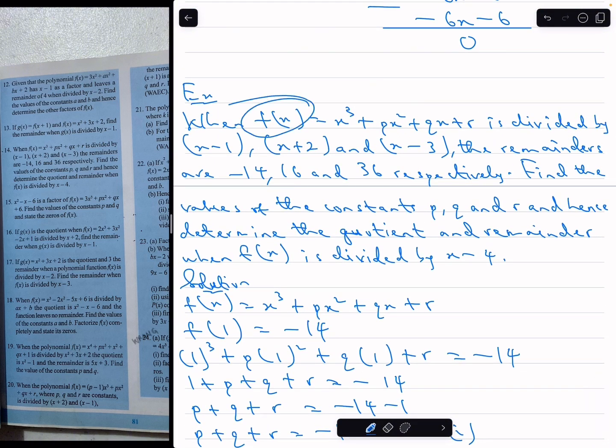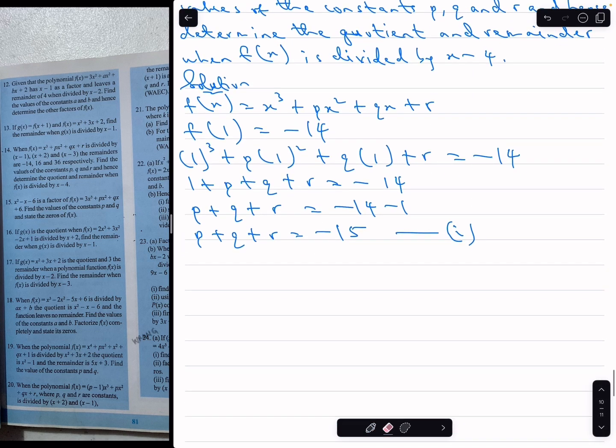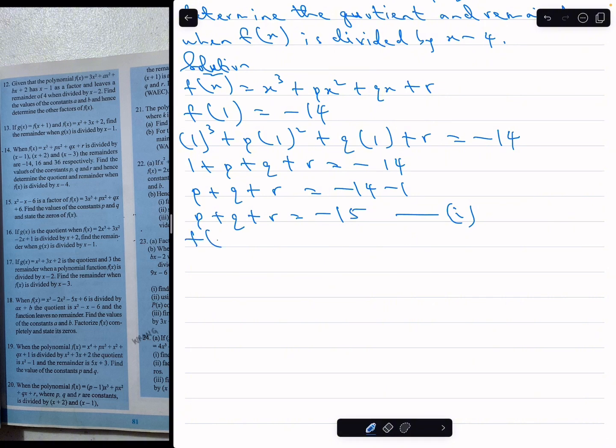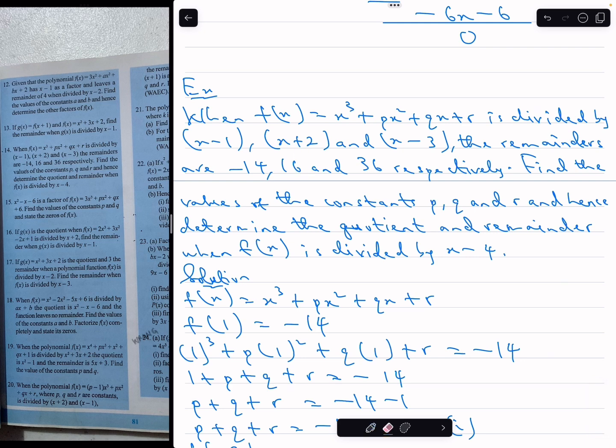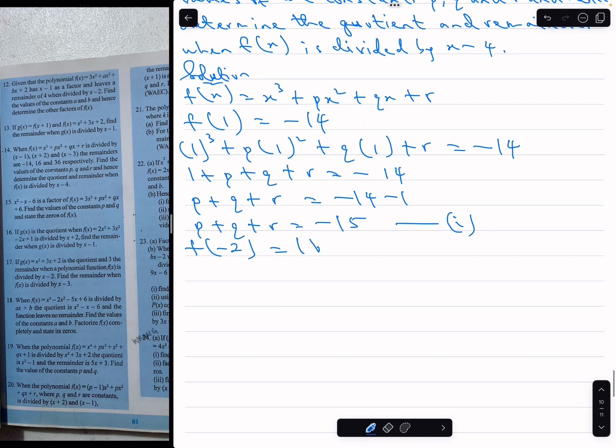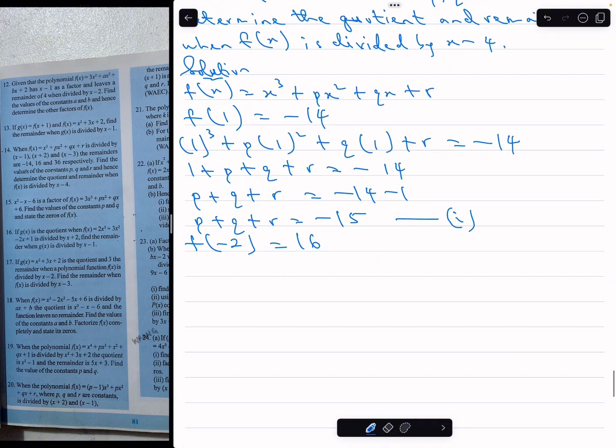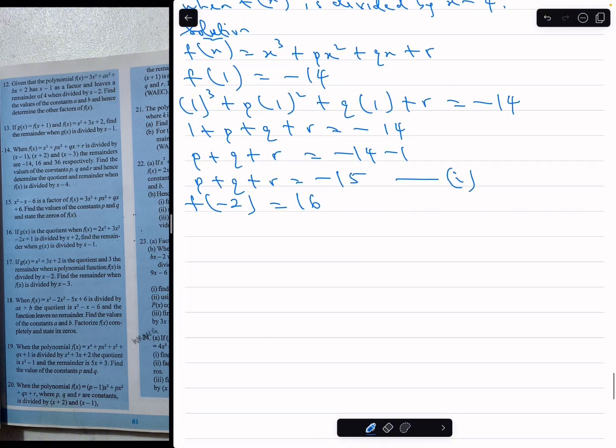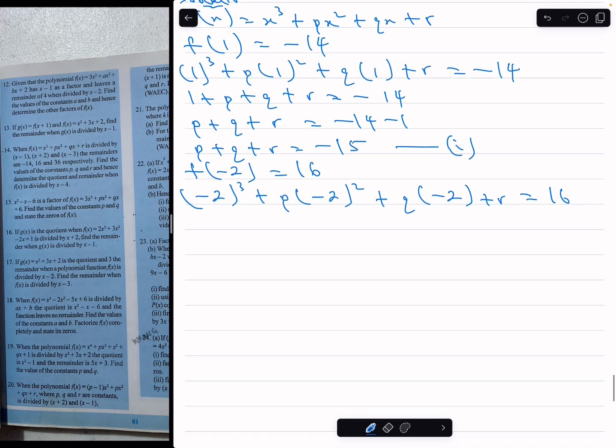When f of x is divided by x plus 2, the remainder is 16. And we know that when f of x is divided by x plus 2, the remainder is f of minus 2. So if that remainder is 16, that means f of minus 2 is equal to 16. It means f of minus 2 and 16 are the same. And what is f of minus 2? That will be the cube of minus 2 plus p multiplied by the square of minus 2 plus q multiplied by minus 2 plus r equals 16.